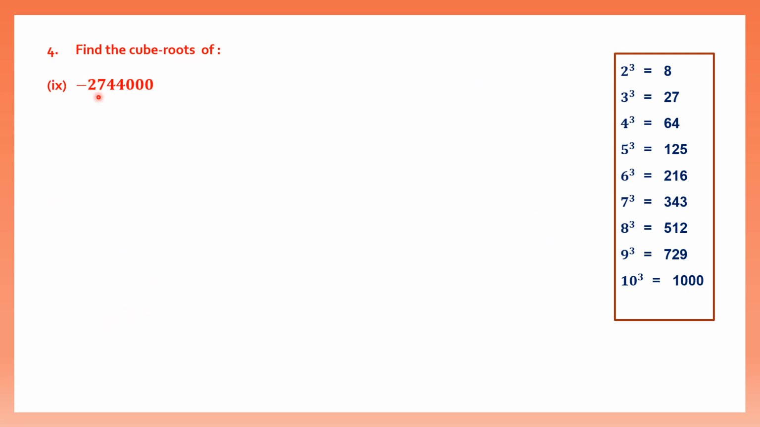Here we have to find the cube root of this large negative number. So what is this number? Let's put commas and read it. 27,44,000. So let's find the cube root of this large number, negative 27,44,000. So in this case, we're going to find the prime factors of this large number.